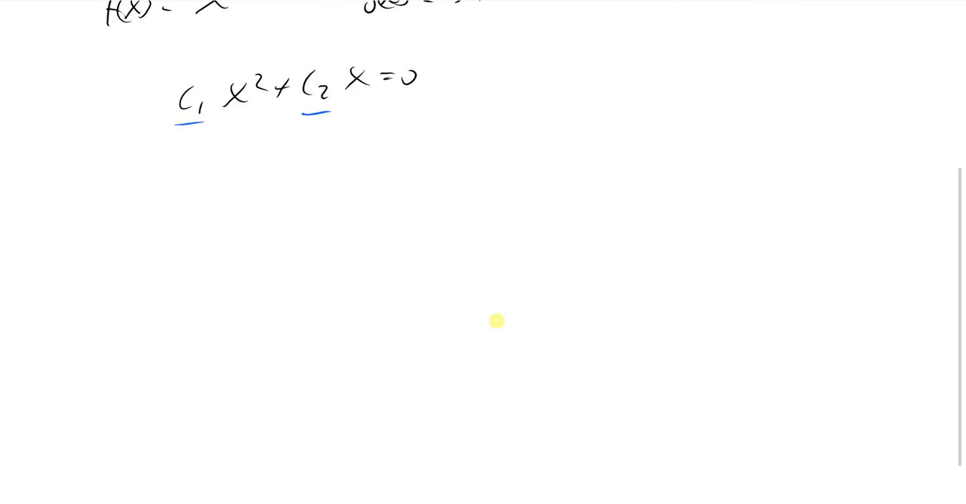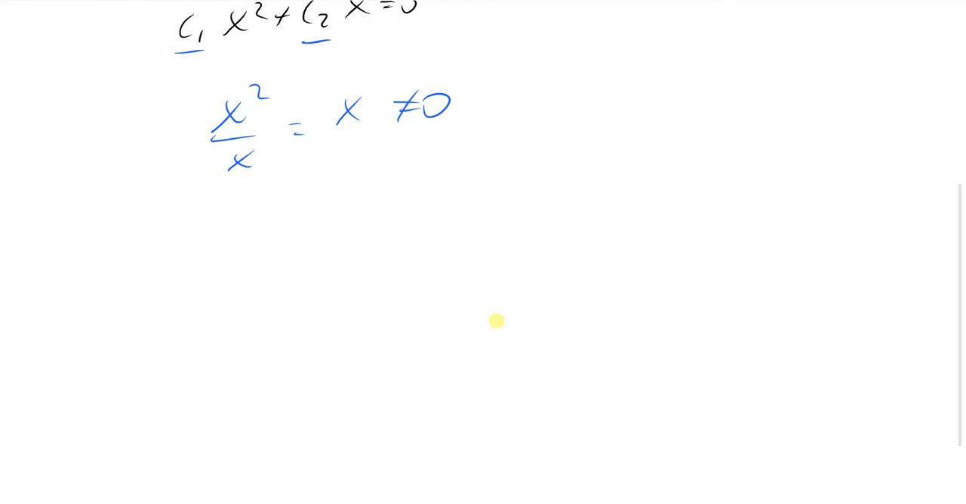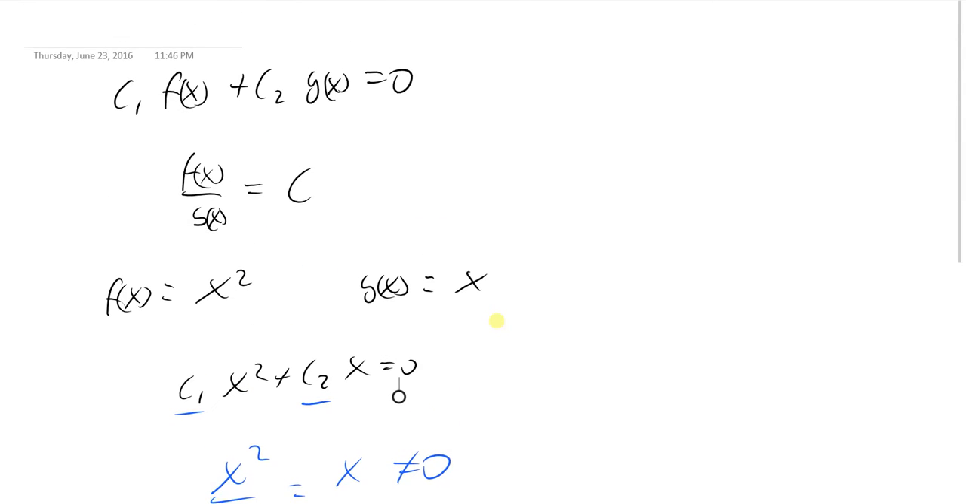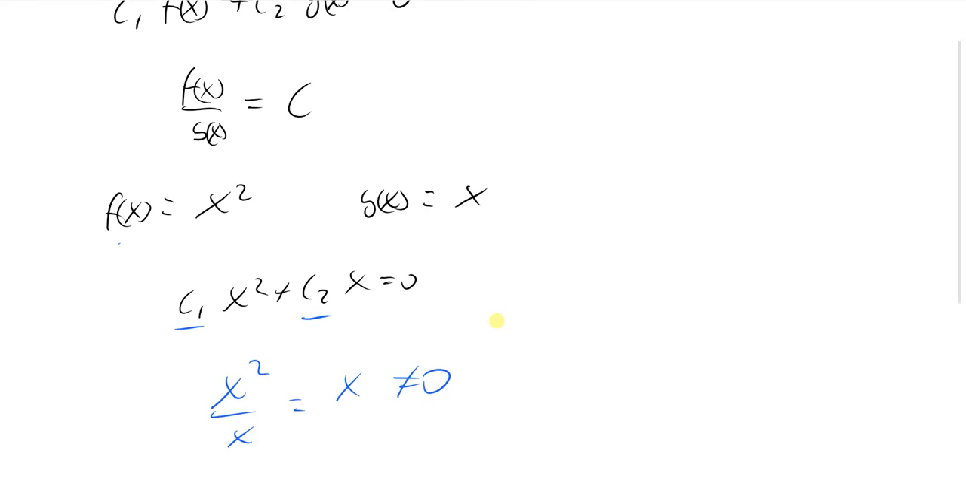And let's try it. So we have x squared over x. Well, that's going to be x, which is not equal to 0. So they're linearly independent. That's easy to do with two functions. And we have two functions here.